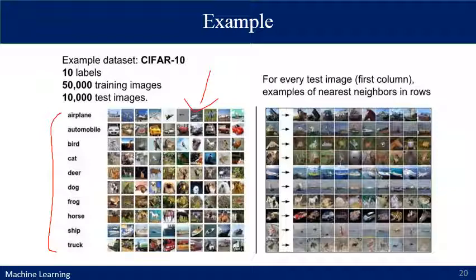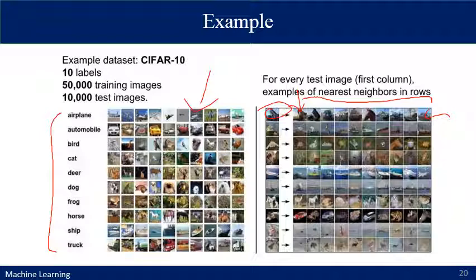And for every test image, the examples of nearest neighbors are in rows. For example, in the first case, we have the example of a horse, and there are different horse images which are close to the horse symbol. And you can see there are other images as well, which are not horses, but are equivalent to our horse image. Therefore, the most nearest image will be marked as the output label.